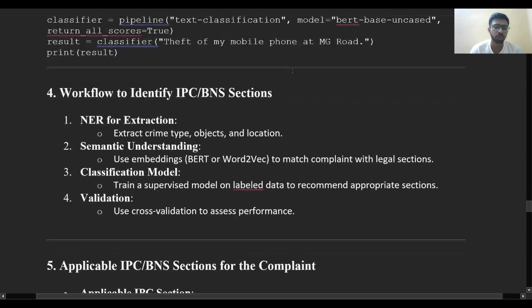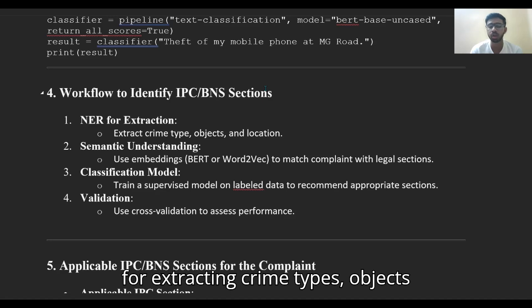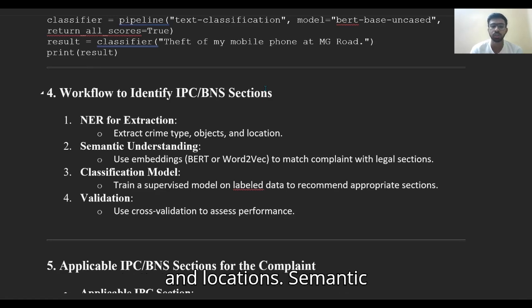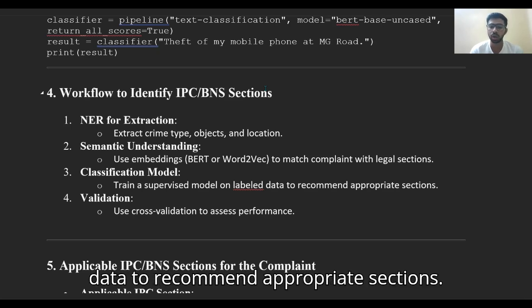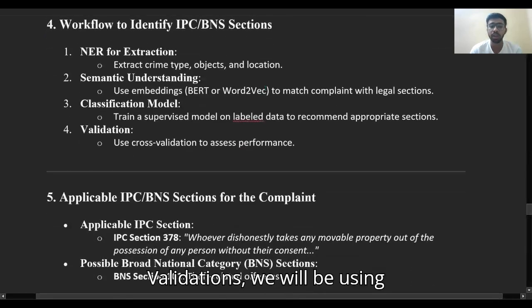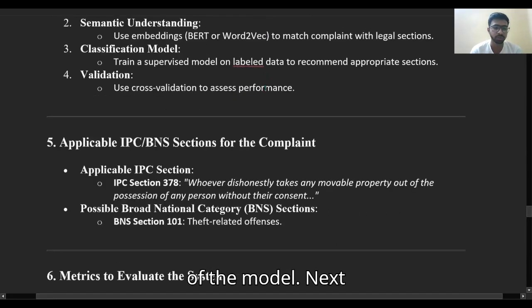classification of the text. Then the next step to identify the IPC or BNS section is NER for extraction. We will be using named entity recognition for extracting crime types, objects, and locations. Semantic understanding: we will be using embeddings, BERT or Word2Vec, to match complaints with legal sections. Classification models: we will be training a supervised model on labeled data to recommend appropriate sections. Validation: we will be using cross-validation to assess the performance of the model.